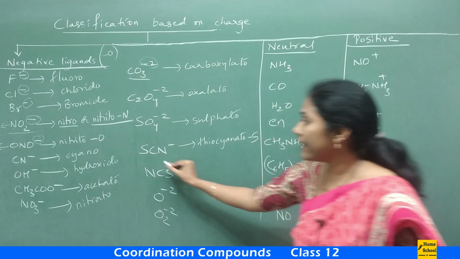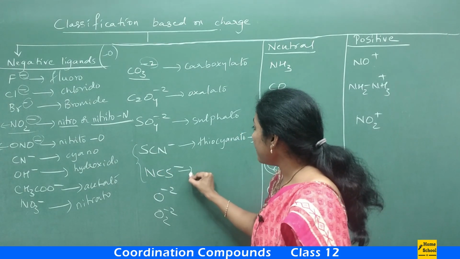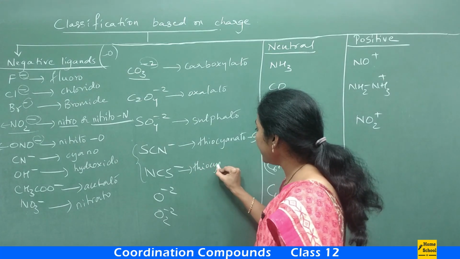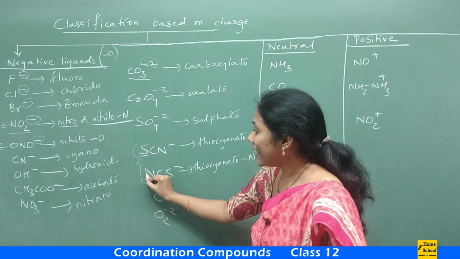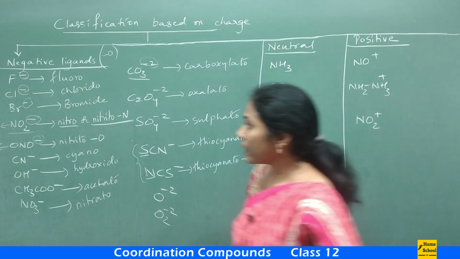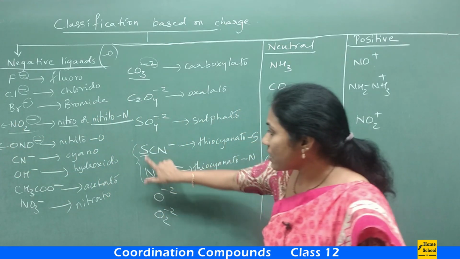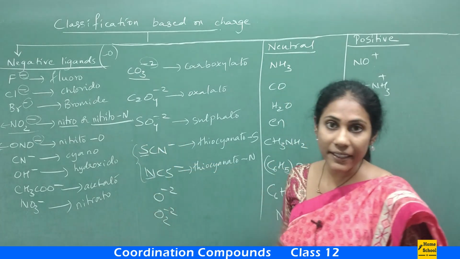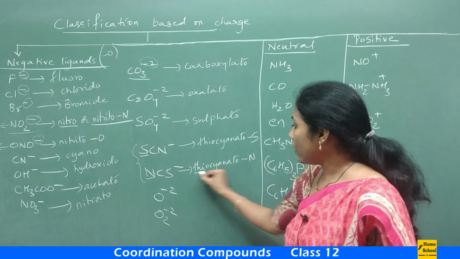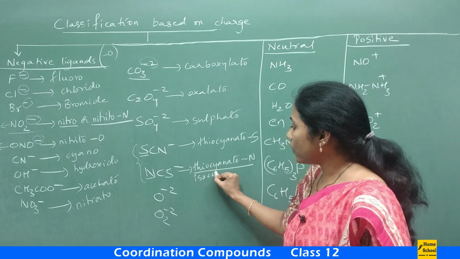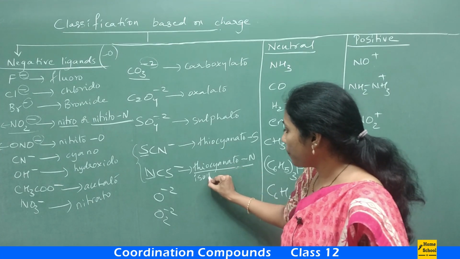So this is an ambidentate ligand, this is also an ambidentate ligand. Linkage you have to mention, guys. And this can be called thiocyanato N, you can say. The first written atom is what? The donor atom, guys. Here the first written atom is N, here the first written atom is O, that way. So the first written atom is the donor atom in ambidentate ligands. So thiocyanato S, thiocyanato N. This can also be called isothiocyanato. It has another name, isothiocyanato.